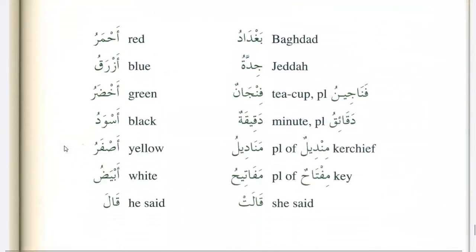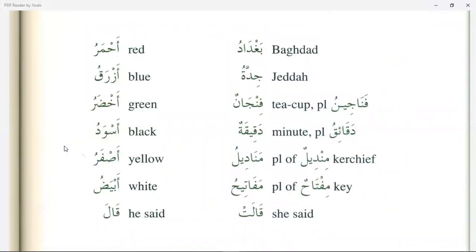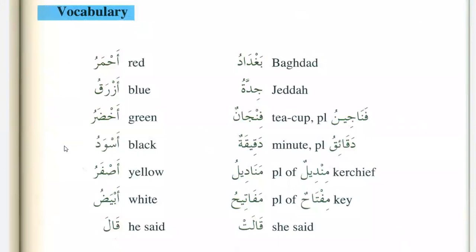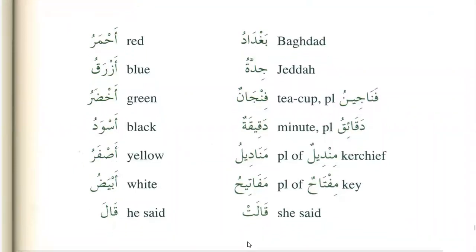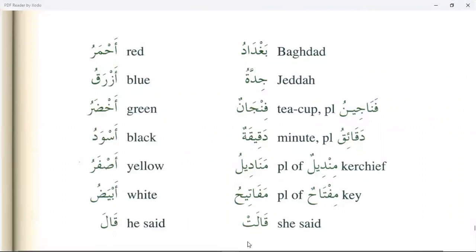Then we have vocabulary. Ms. Amin Abdi Hassan. Yes, teacher. Read half of the vocabulary. Shiddatu, shidda. Ahmaru, red. Azraqu, blue. Akhdaru, green. Aswadu, black. Asfaru, yellow. Abyadu, white. Qala, he said. We complete it.